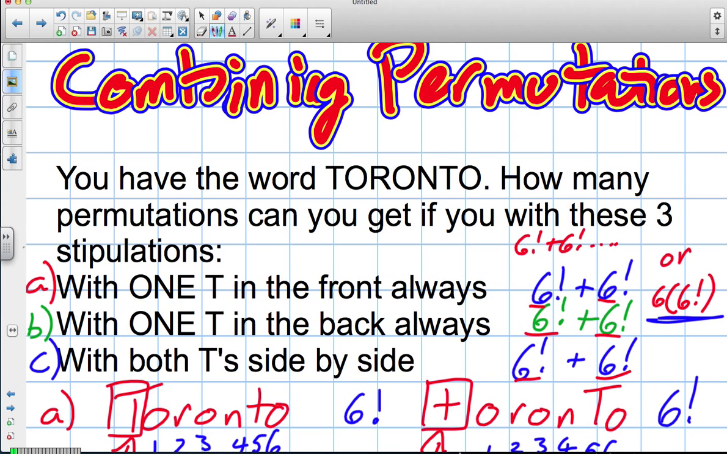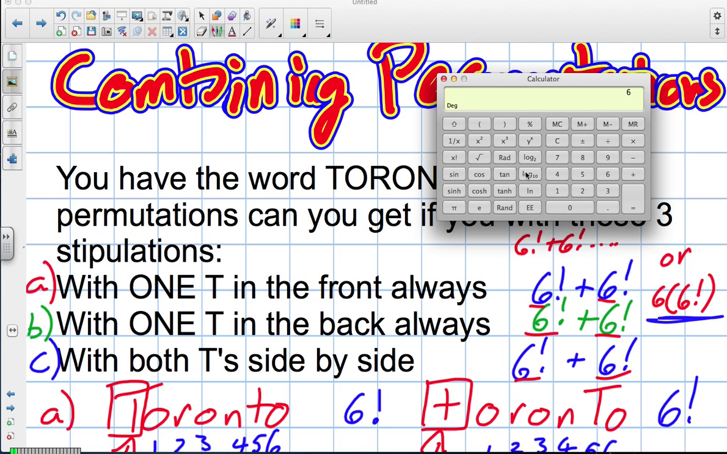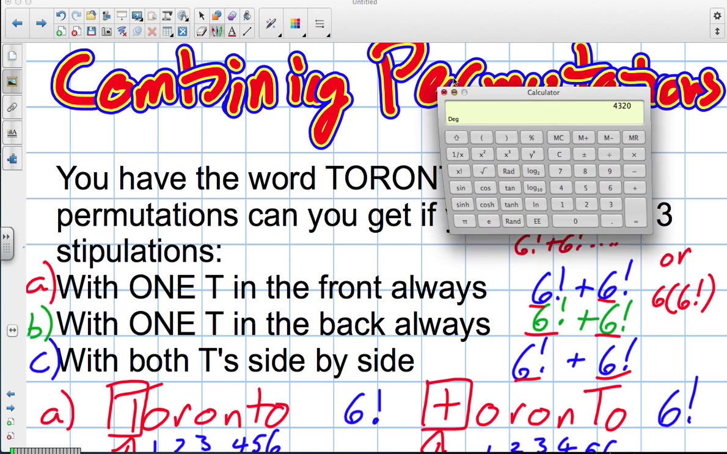I don't even know if we can get it on a calculator. Let me see if I can actually figure it out here, if my calculator will take that number. Permutation 6 times 6. We're looking at 4,320 options without eliminating redundancies. Okay? Does that make sense?